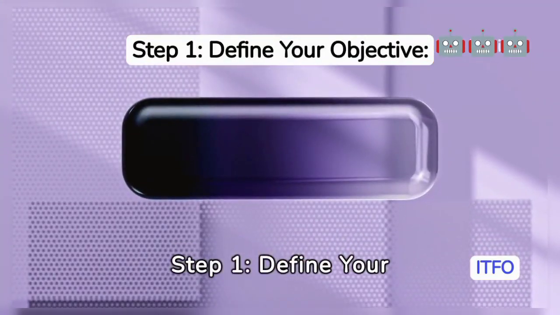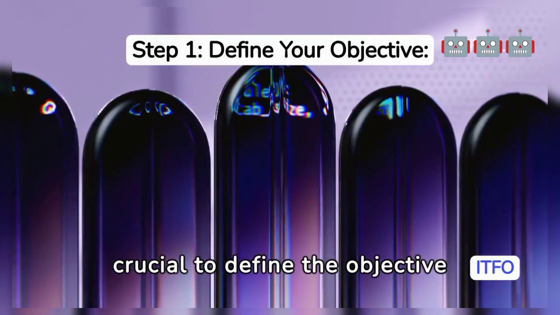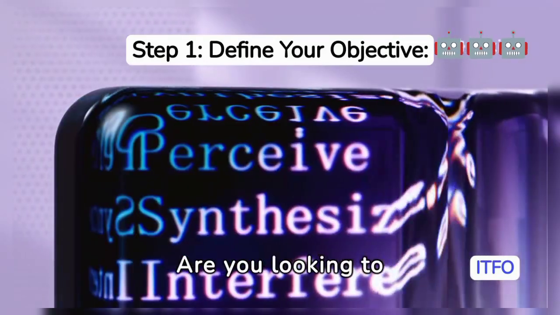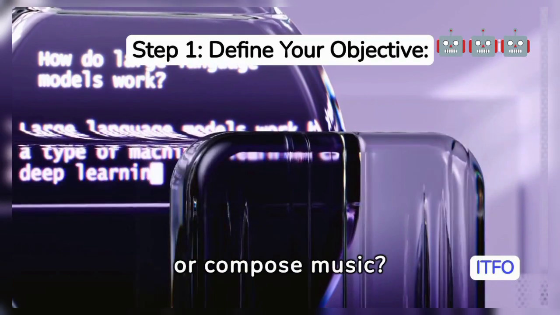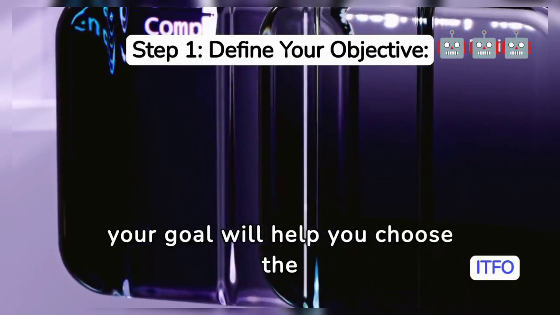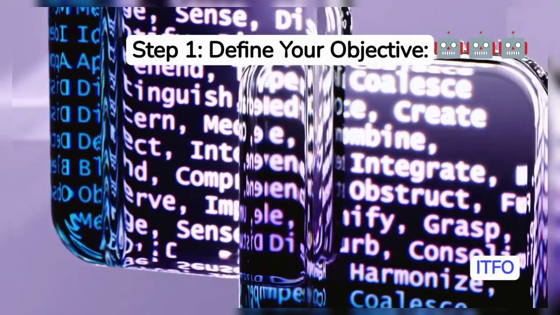Step 1. Define your objective. Before diving into the training process, it's crucial to define the objective of your generative AI model. Are you looking to generate realistic images, create human-like text, or compose music? Clearly outlining your goal will help you choose the appropriate architecture and dataset for training.